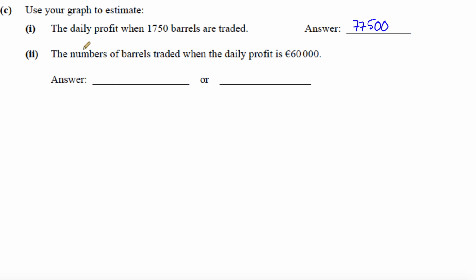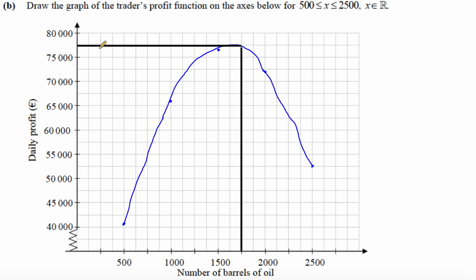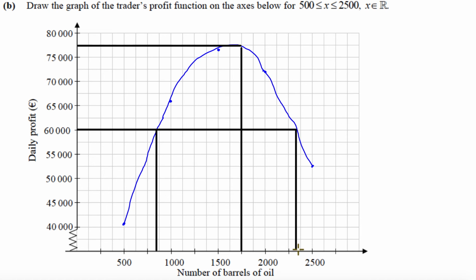Okay. Part 2, the number of barrels traded when the daily profit is 60,000 euro. So let's go back here. When the daily profit is 60,000 euro. There's our daily profit, 60,000 euro. And if we go across from here, where does it hit the curve? Well, it actually hits in two places, there and there. So one of the values will be here, and the other value will be here. So the two answers we're looking for then will be, this is about 500, 750.